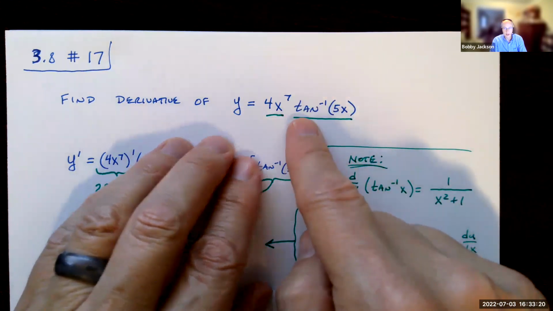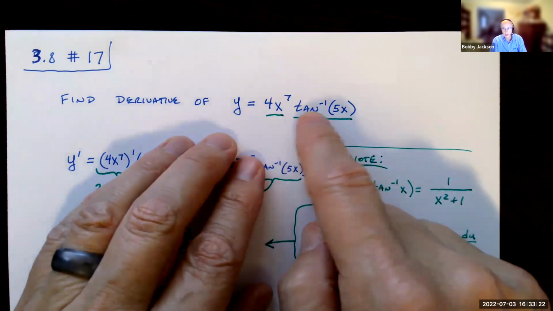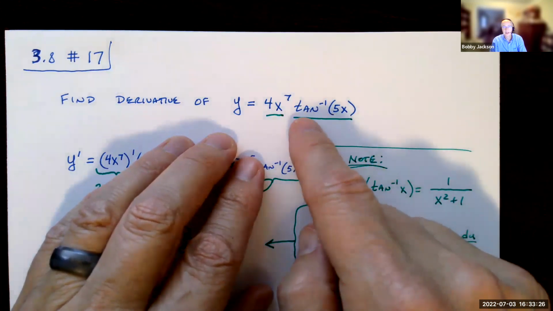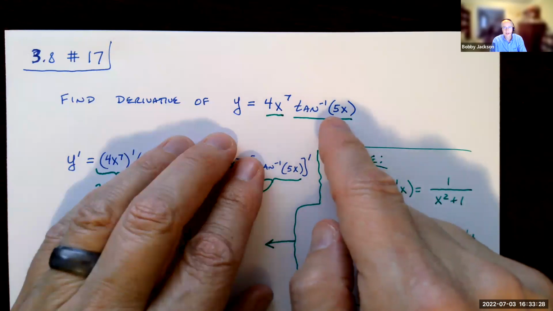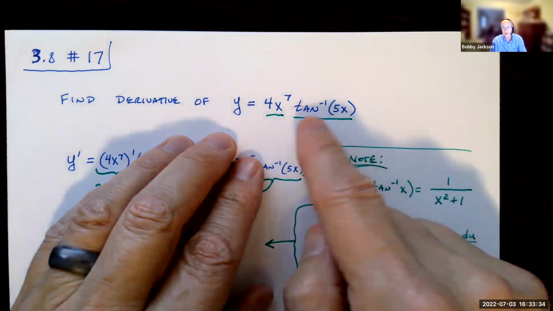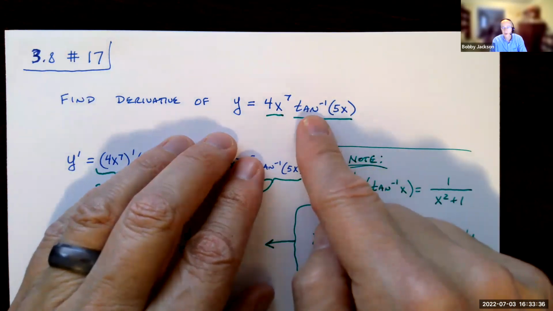Some of you, I can tell, were not, because you treated this -1 here as an exponent. This is not tangent of 5x to the -1 power. By the way, that would be cotangent of 5x. So this is the arctangent or tangent inverse function.